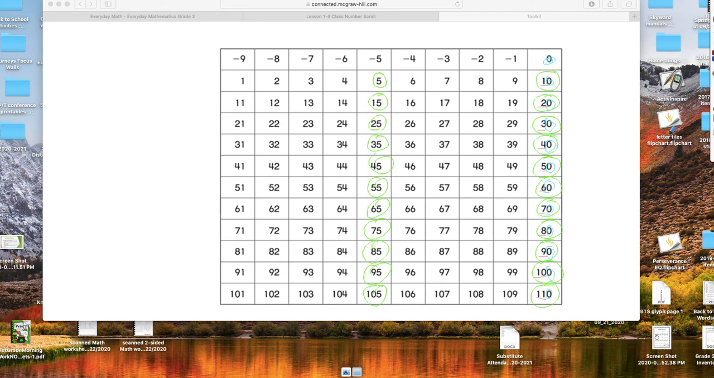So, going up and down on the number grid, you count by tens. Going across, back and forth on the number grid, you go by ones, okay?